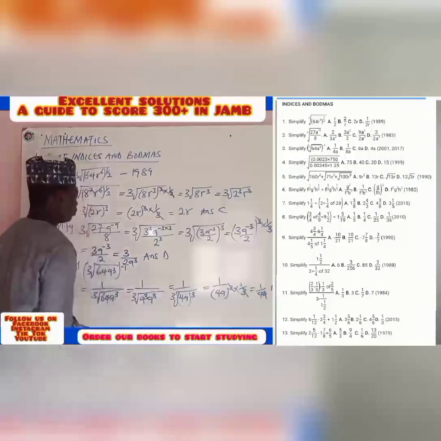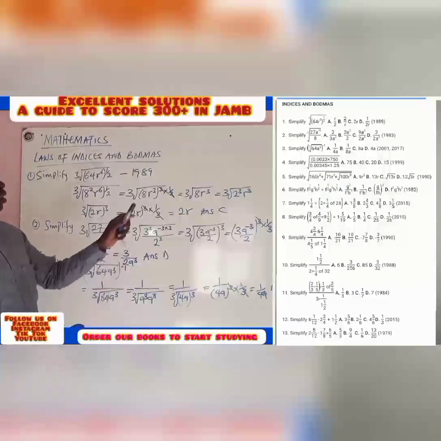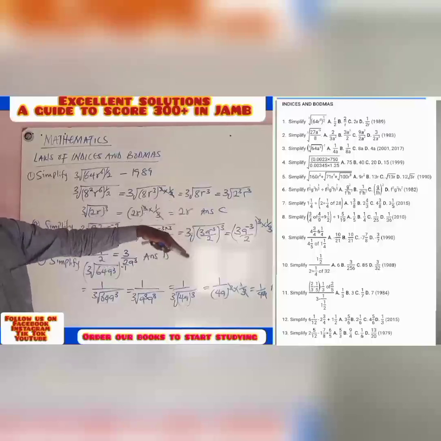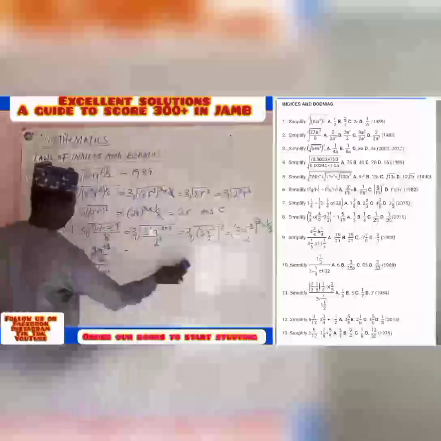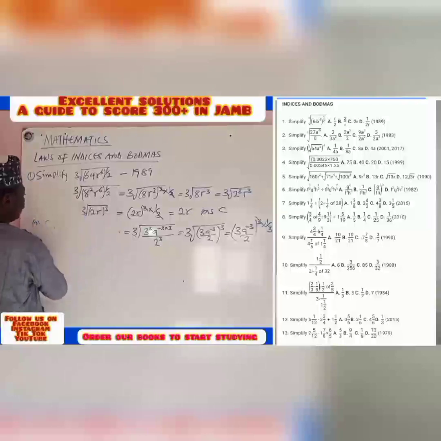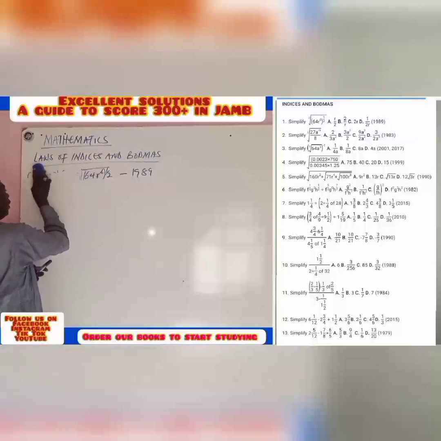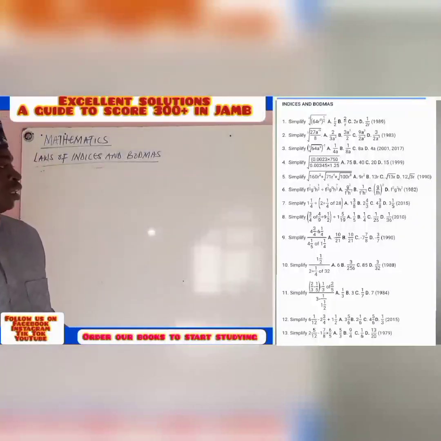So let's clean the board. The reason we did not clean the board at first is because we wanted to see how we can convert this cube root into a power of 1 over 3. If the lesson is going fast, you can pause the video, look at the steps we have taken, and then continue after. So we look at our question 4.